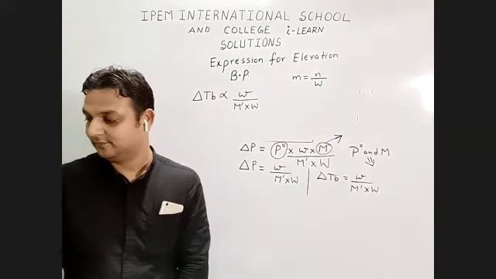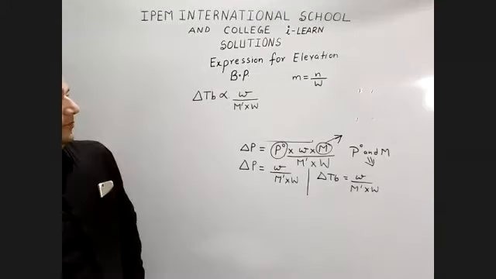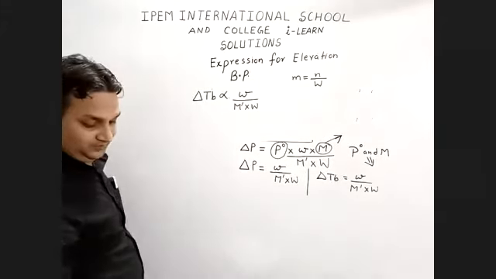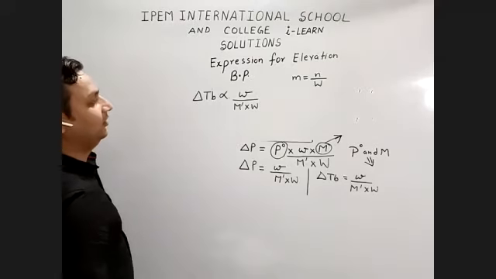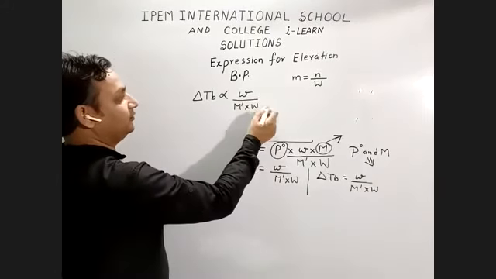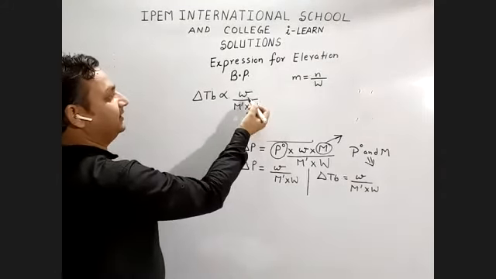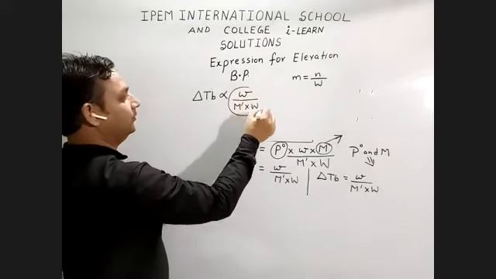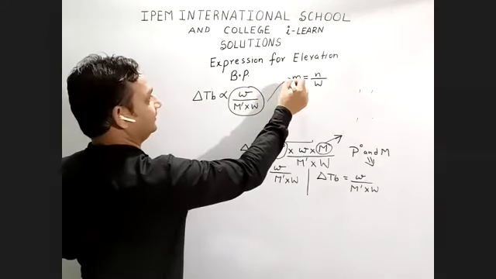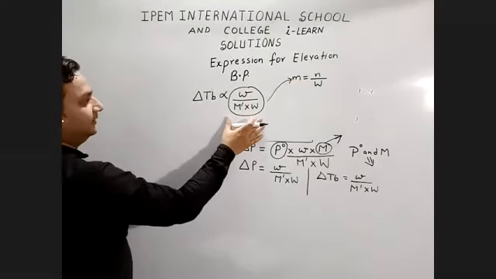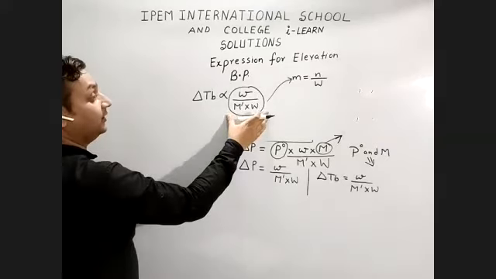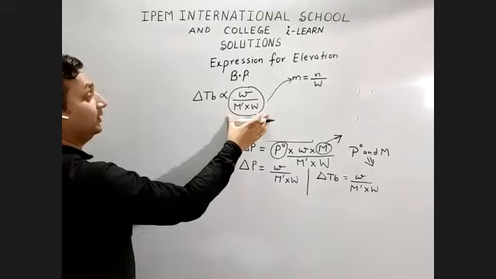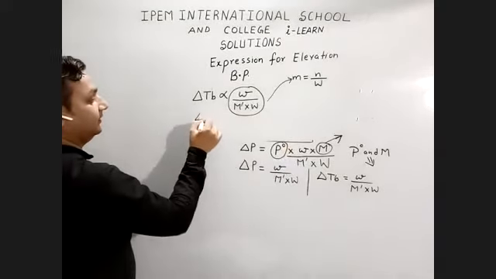W equals M into M dash upon thousand into capital W, that is the given mass of solvent. All right. It means if W is the mass of solvent in kg, then it can be replaced by this value with molality. You have to remember this concept, as it will help you to solve the numericals in terms of molality.